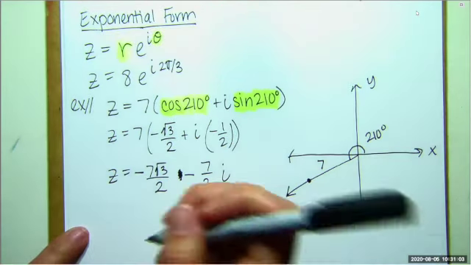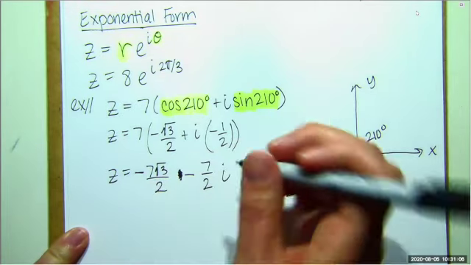Just for fun, let's list out the exponential form. So this is the rectangular form.